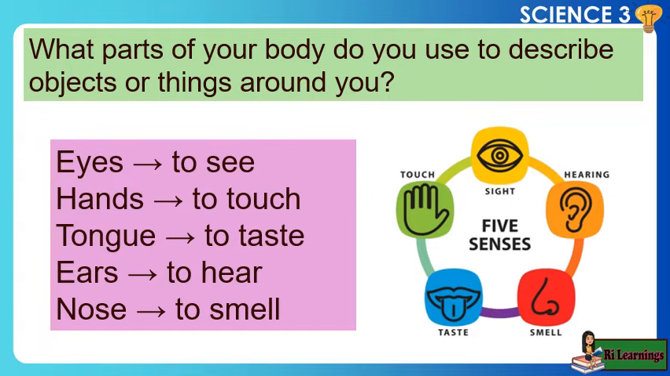What parts of your body do you use to describe objects or things around you? Eyes to see, hands to touch, tongue to taste, ears to hear, nose to smell.